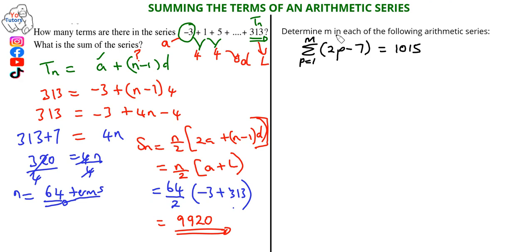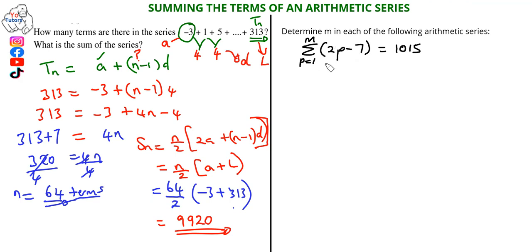Now, determine m in each of the following arithmetic series. In this case, we are looking for m. So how do we get m, guys? Let's see what we have here. To get m, we are actually looking for n. Now how do we get n? This is what we're going to do.